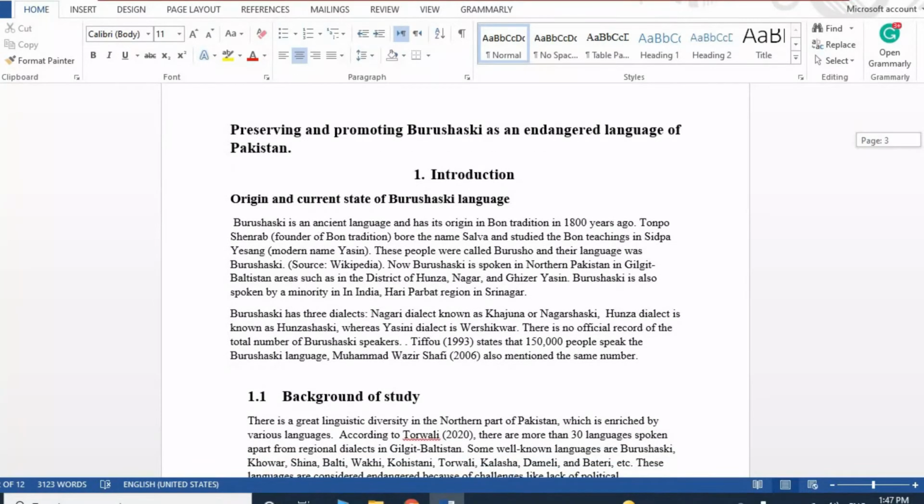The topic of my research synopsis I chose from linguistics, right? Preserving and promoting Burushaski language as an endangered language of Pakistan. This is my native language, Burushaski, right? I am interested and passionate about this topic, that's why I have chosen it, and I recommend you to choose a topic in which you are interested or passionate about, because this makes things very easy.